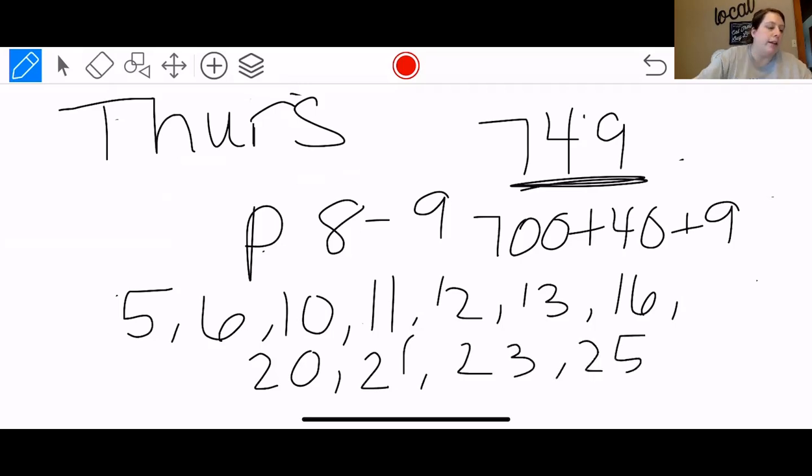On number 23, I want you to go least to greatest. So smallest number to biggest number. And on 25, it wants you to go biggest number to smallest number. Okay, so that's what you're going to do for today's classwork.